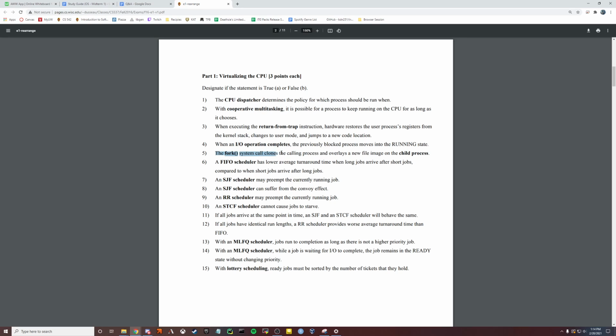Number 5, the fork system call clones the calling process and overlays a new file image on the child process. Well, I'm pretty sure it clones the calling process, right? It clones everything that's going on. I think it does clone the parent, but I don't know about the image. I'm personally a little confused about what the image is. I don't know if that's answered in the textbook or something. Yeah, I don't really know about the image either.